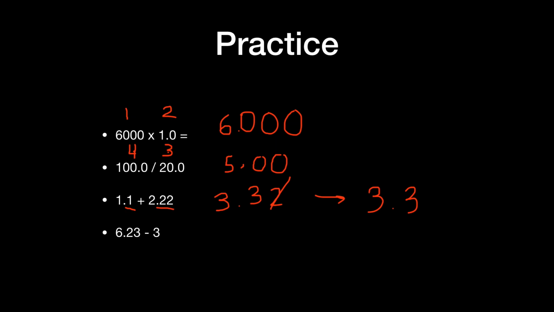Almost done. One more. 6.23 minus 3, a subtraction. I want my answer to have no decimal places. Notice how that 3 has no decimal places, so we need our answer to have no decimal places. 6.23 minus 3 comes out to 3.23. I want no decimal places, and I can't do any rounding from this 2, so my answer is simply 3.